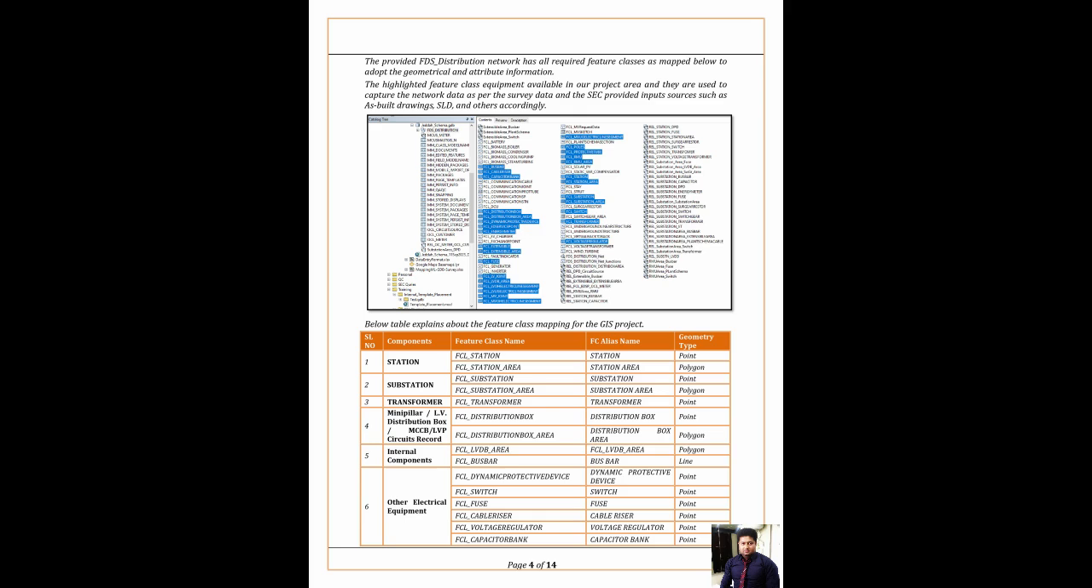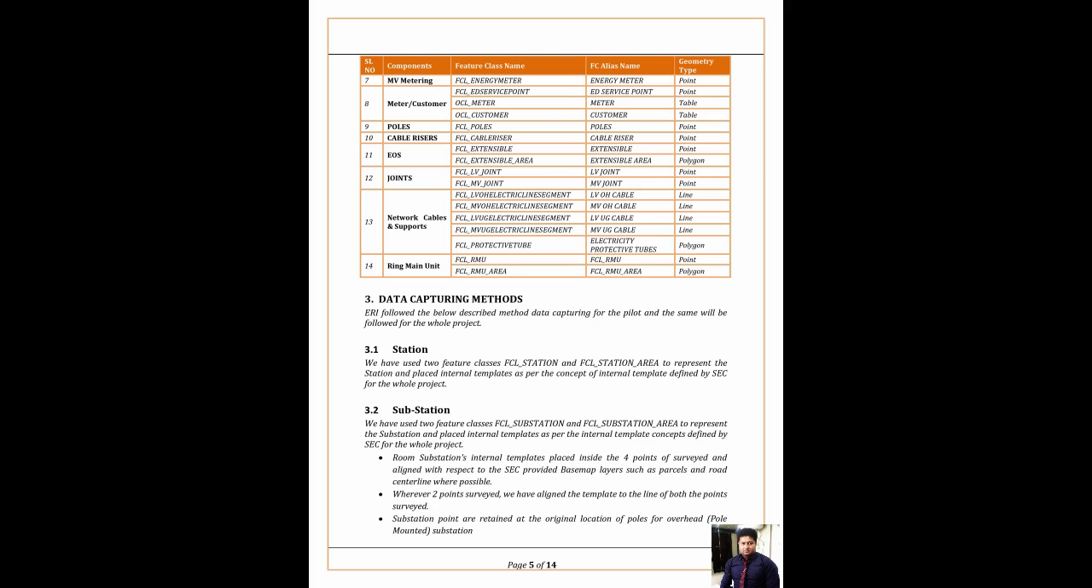The highlighted feature class equipment is available in our project area, and they are used to capture the network data as per the survey data and the SEC provided input sources such as as-built drawings, SLD, and others accordingly. The below table explains the feature class mapping for the GIS project. 3. Data capturing methods. MNK followed the below described method of data capturing for the pilot, and the same will be followed for the whole project.